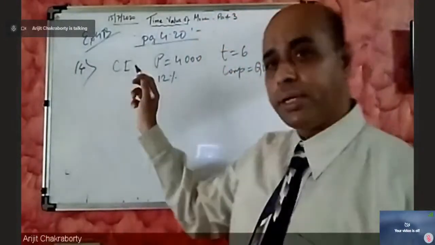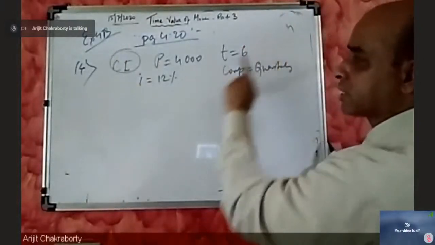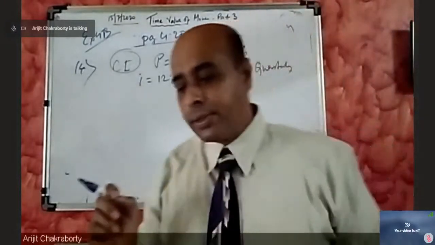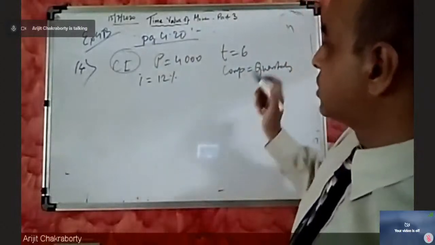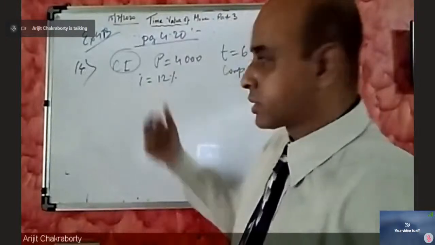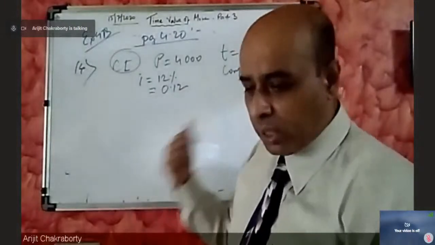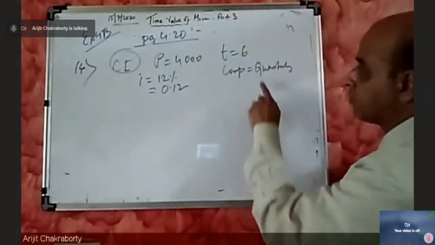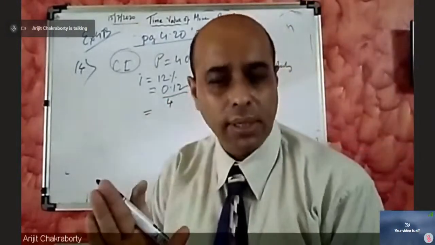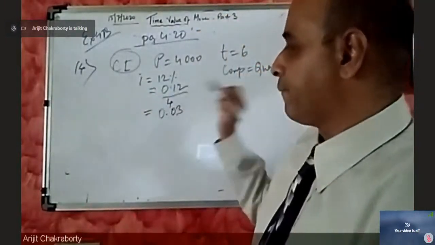So in this case, the compound interest is unknown. We have to find it out. Principal 4,000 is given. Time is 6 months. Interest is 12% and compounded quarterly, right? So first of all, we have to adjust the interest. 12% means 0.12. But this is for the full year and the interest is compounded quarterly. So this divided by 4 because there are 4 quarters in a year. Okay, so the interest comes to 0.03.